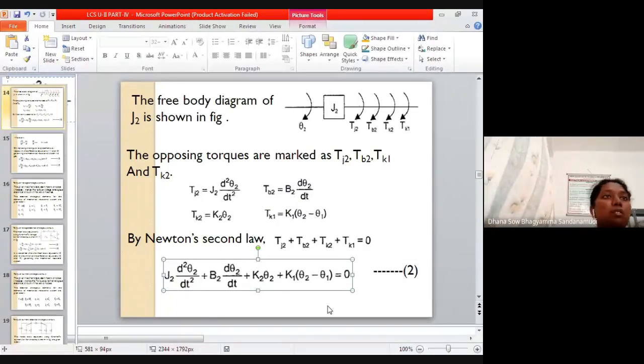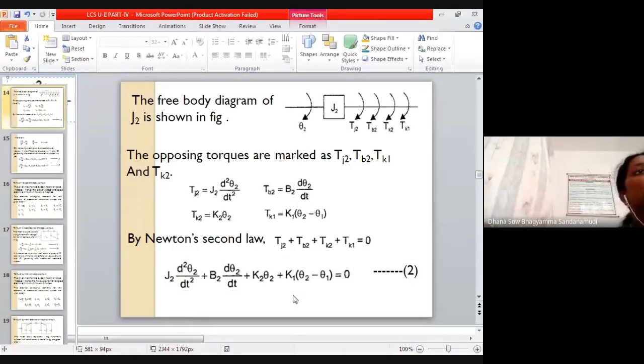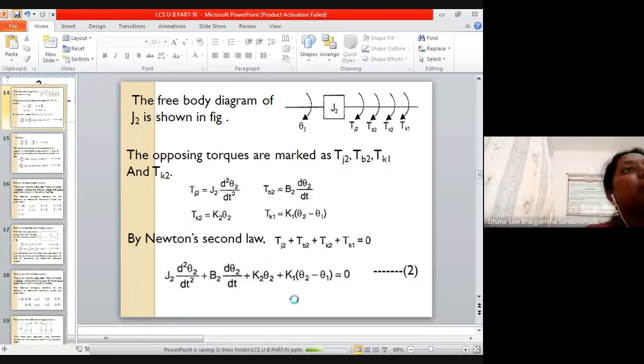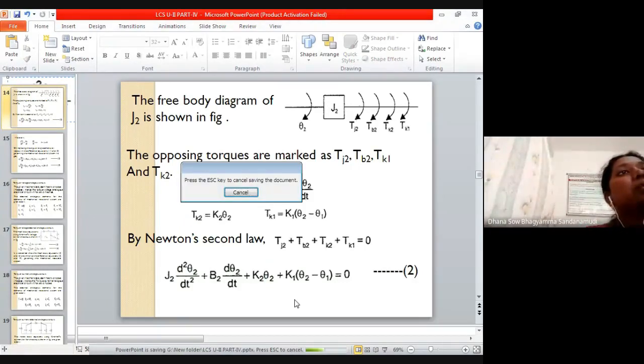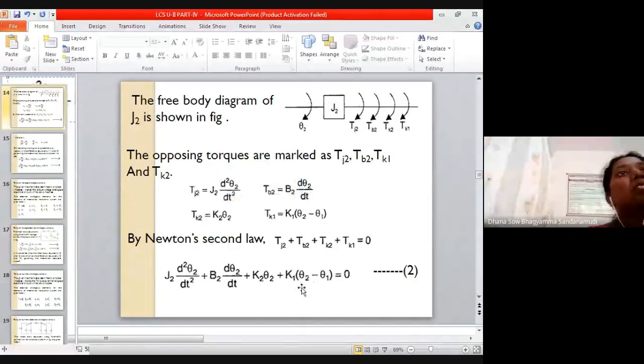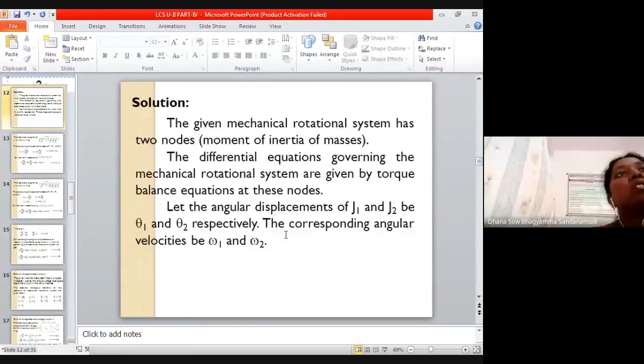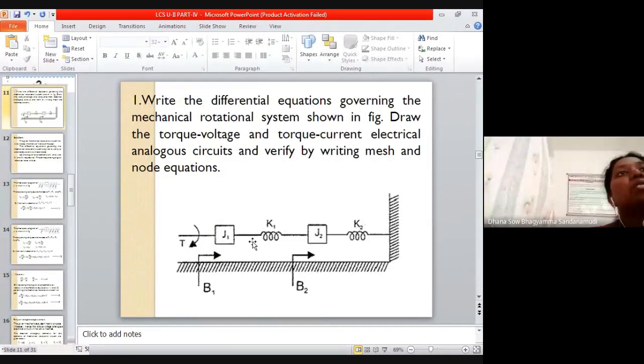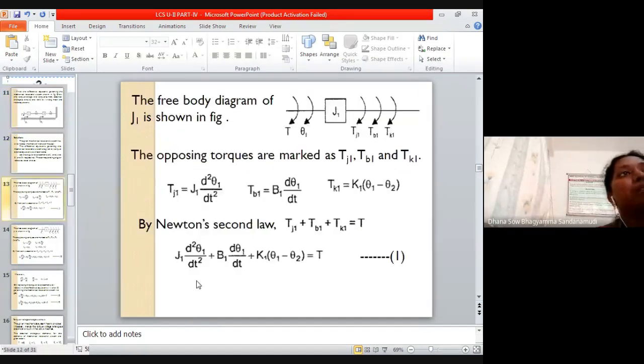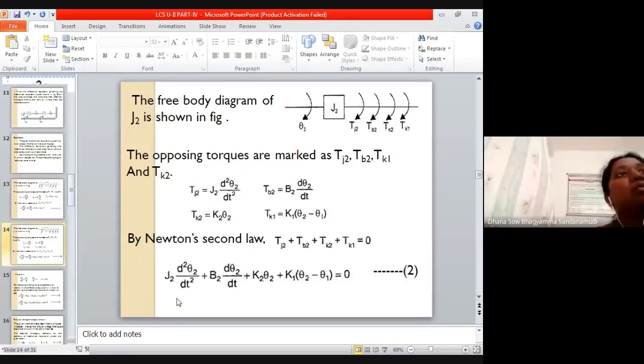Okay, J2 d square theta 2 by dt square plus B2 d theta 2 by dt plus K2 theta 2 plus K1 theta 2 minus theta 1. Why? Because K1 is in between J1 and J2 in this diagram. K1 is in between J1 and J2. It has two free ends, whereas K2, B2 and B1, they don't have any free ends. That you must remember while solving the problem.